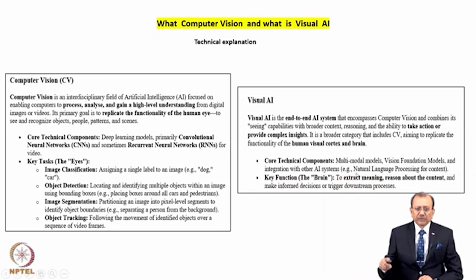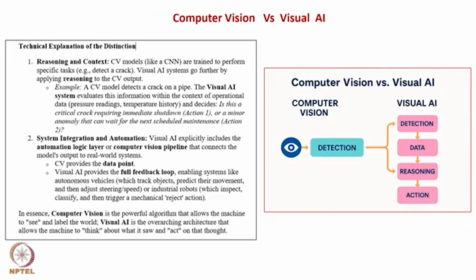So if we compare these two terms, computer vision and visual AI, this picture shows what the difference is. On the right hand side picture, computer vision versus visual AI, computer vision has the capability of deduction, while visual AI has not only deduction, but also takes action. This is the difference, and visual AI is the advanced version. Today when we say computer vision or visual AI, it doesn't make much difference. But we have to see the underlying technical difference in the capability of these two kinds of technologies.